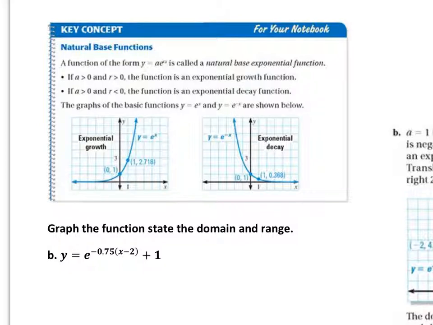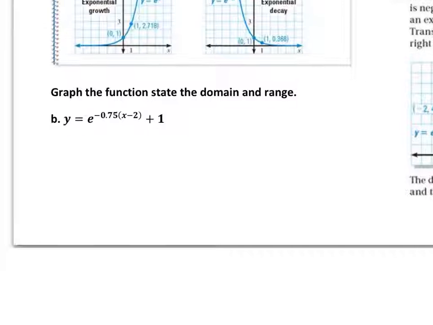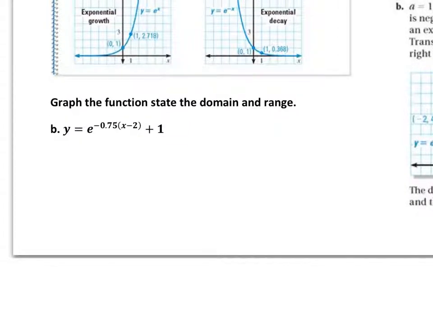So, we're going to look at this problem. It says graph the function, state the domain and range. For the graphing piece, we're going to use our calculators. But the domain and range you need to start thinking about, because you could see a no-calculator question. So we look at the equation. We have negative 0.75, so I know it's decay because of the negative. I know it's been shifted right 2 and up 1.